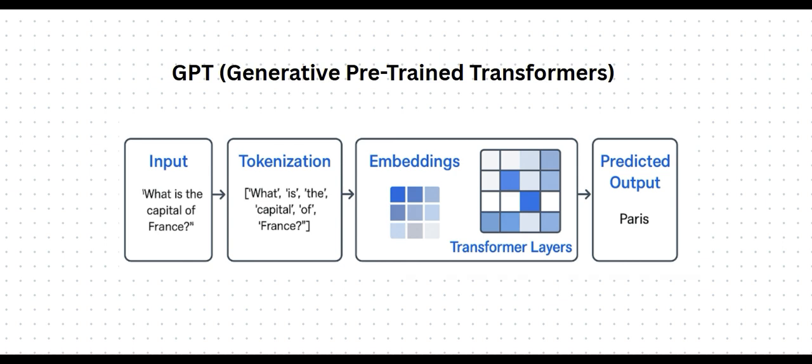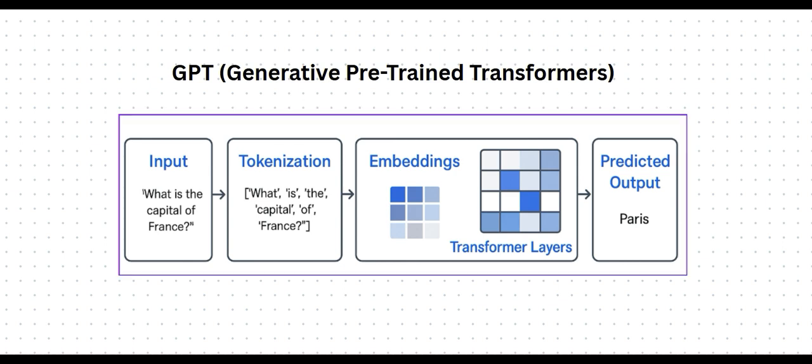So now let's understand what happens when we enter any value in the ChatGPT box. Let's take a very simple example. Suppose we enter the text, what is the capital of France. The input sentence is broken down into smaller units called tokens. For example, as you can see on this screen, it is divided into what, is, the, capital, of, France.